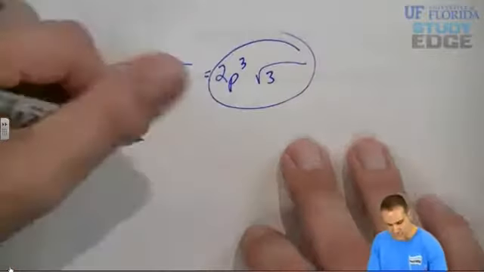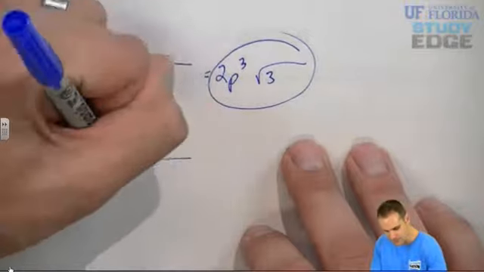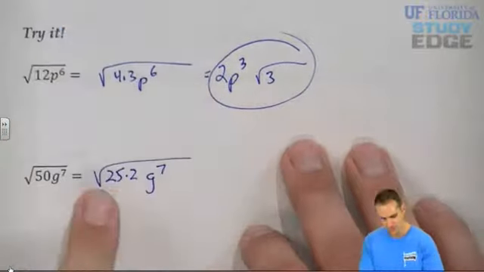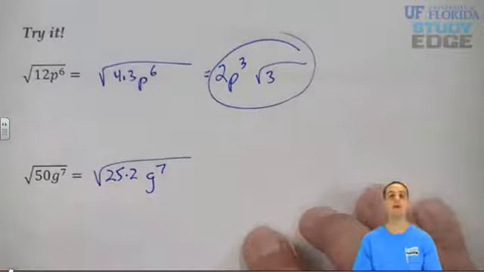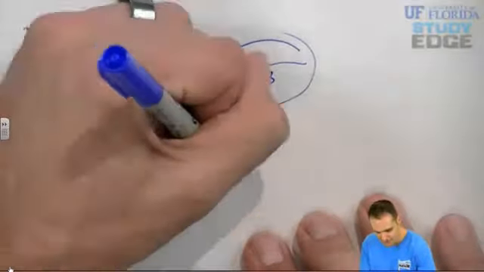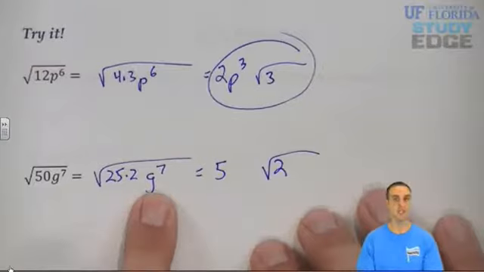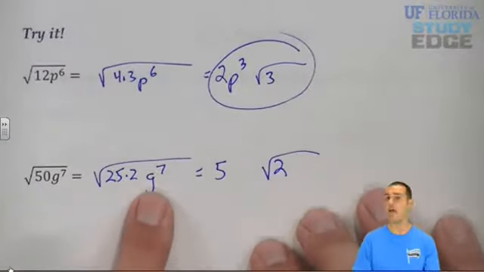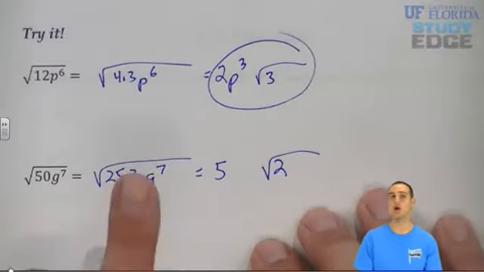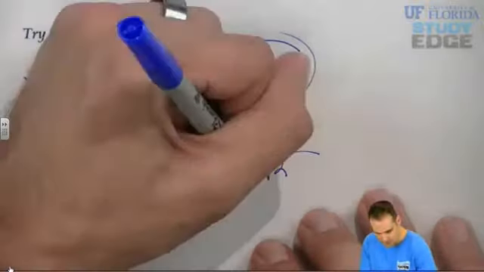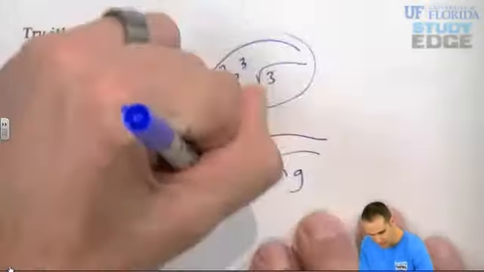50. We did that actually earlier. 50 is 25 times 2. 25 is a perfect square. Square root of 25 is 5 with a 2 left over. G to the 7th is 7 g's. How many pairs? 2 goes into 7 3 times with 1 left over.